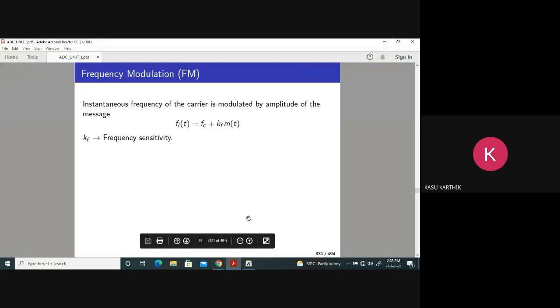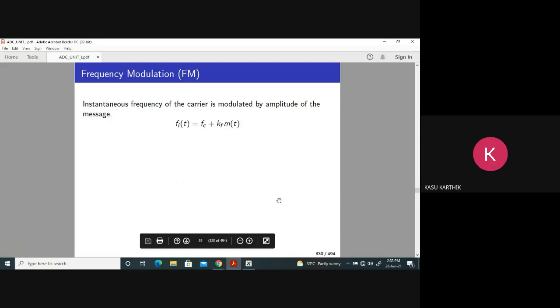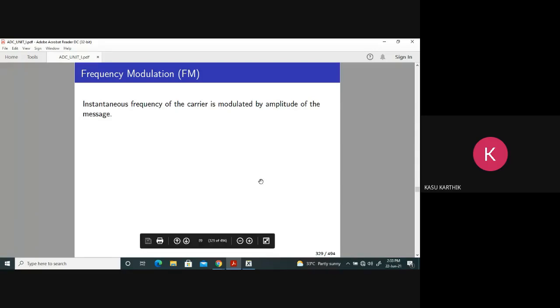The only logic is that in phase modulation, omega i is proportional to m dash of t. Here omega i is proportional to m of t. From omega i you get theta of t. If you know theta of t, you can get the equation straight away: Ac cos theta of t.